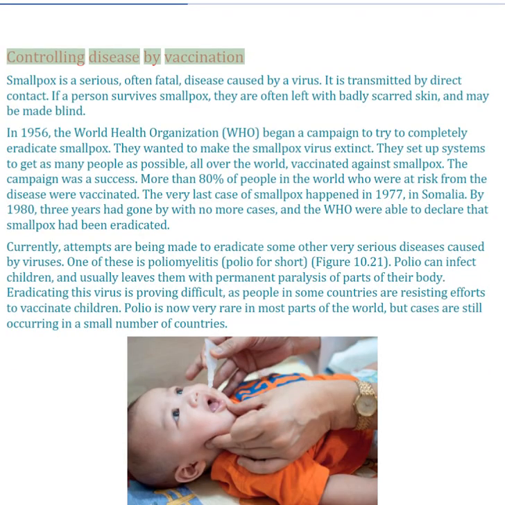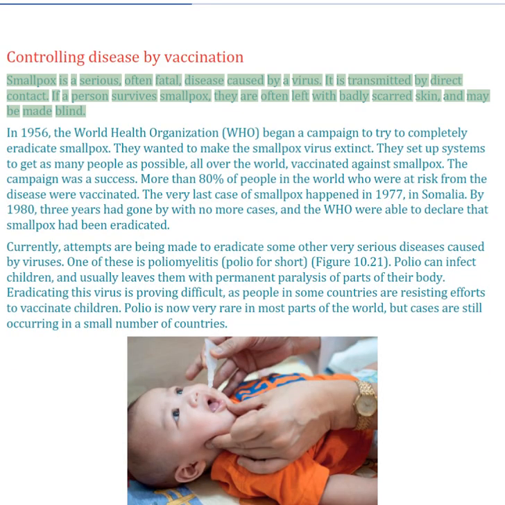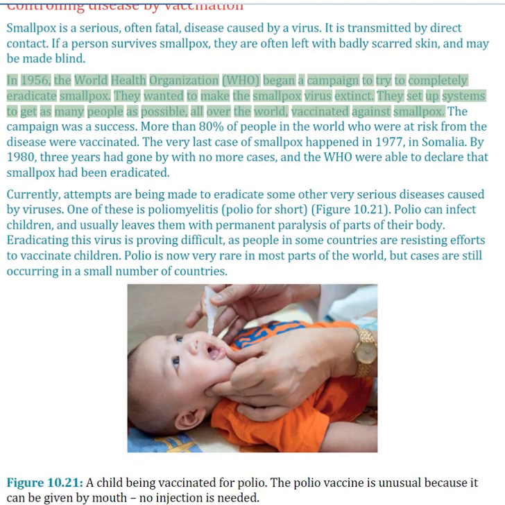Controlling disease by vaccination. Smallpox is a serious, often fatal, disease caused by a virus. It is transmitted by direct contact. If a person survives smallpox, they are often left with badly scarred skin and may be made blind. In 1956, the World Health Organization began a campaign to try to completely eradicate smallpox. They wanted to make the smallpox virus extinct.